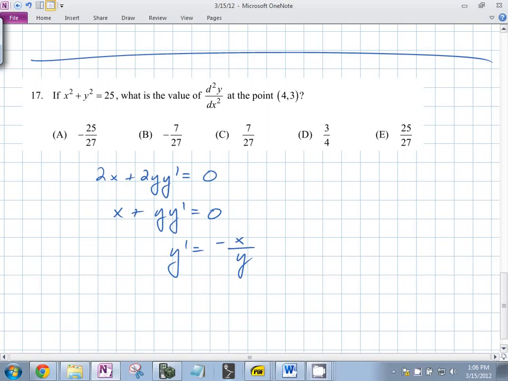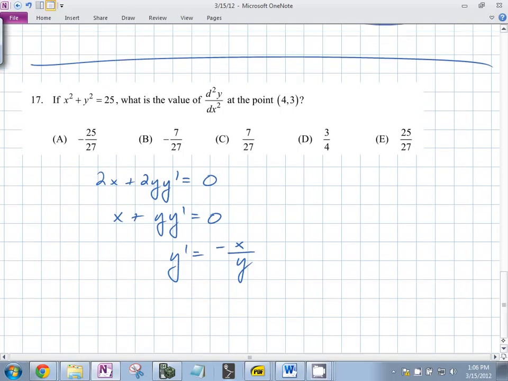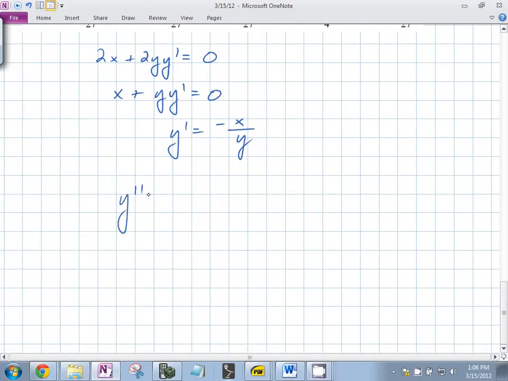We have the first derivative, but we want the second derivative. What rule do we have to use to differentiate this? Quotient rule. Overall, though, what kind of differentiation are we doing? Implicit, because the derivative is in terms of x and y. So this is the quotient rule with implicit differentiation. So we do y double prime is equal to low d high minus high d low, all over what?